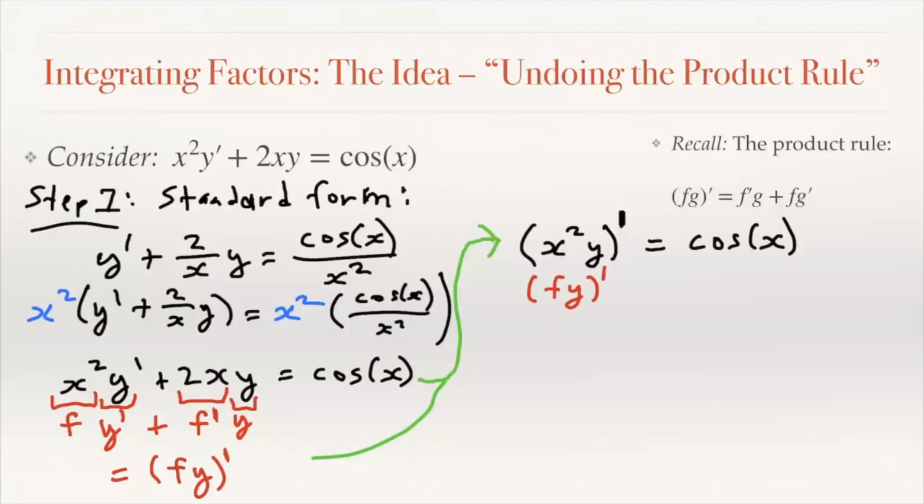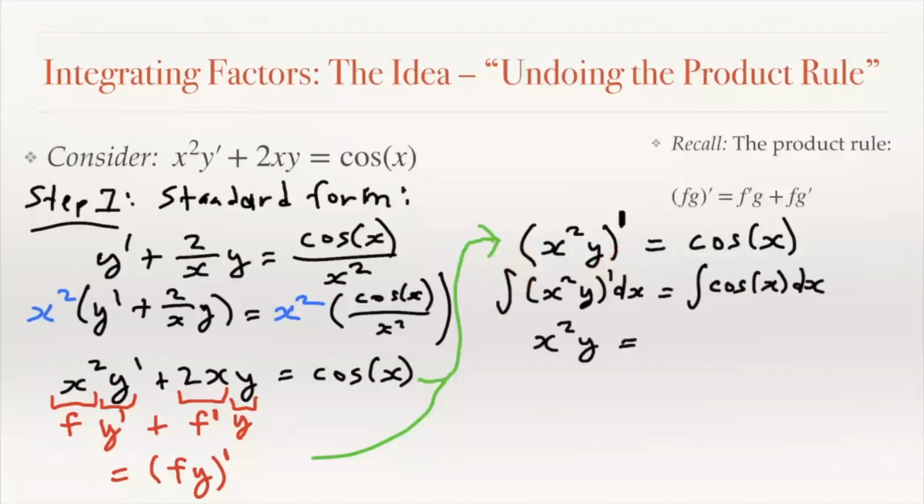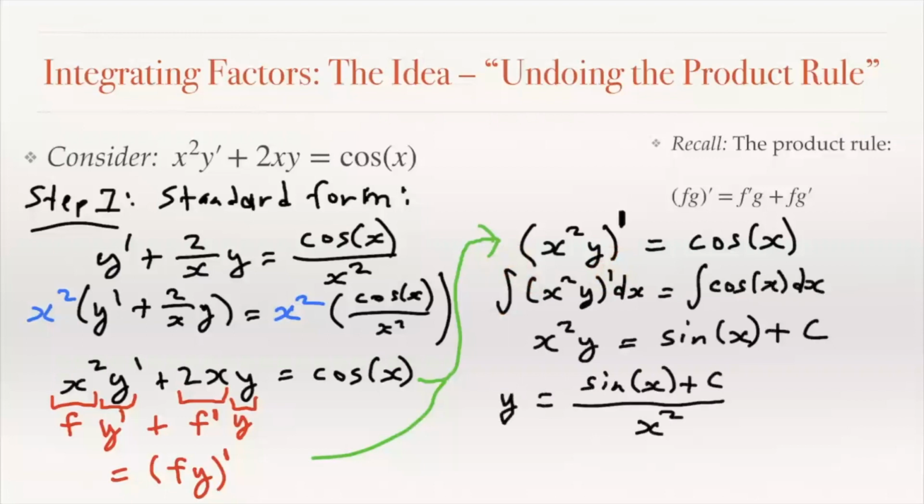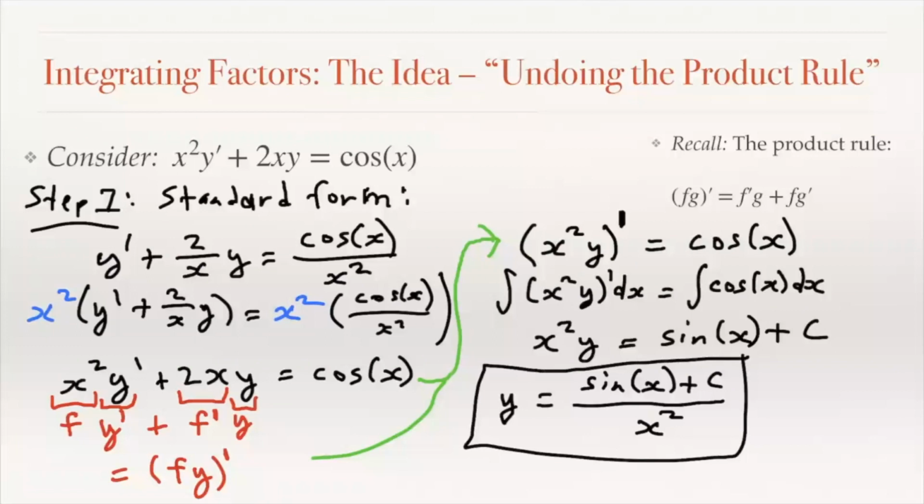And look at that. Now we can solve this by just integrating both sides, and we'll have isolated y by itself. So now integrate both sides. By the fundamental theorem of calculus, integral of the derivative, they undo each other. And we have x squared y is equal to sine x, integral of cosine, plus c. And now dividing both sides by x squared, y is (sine x plus c) over x squared. And look at that, we found the general solution.